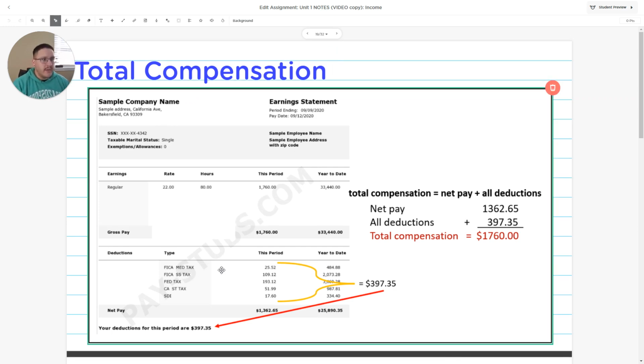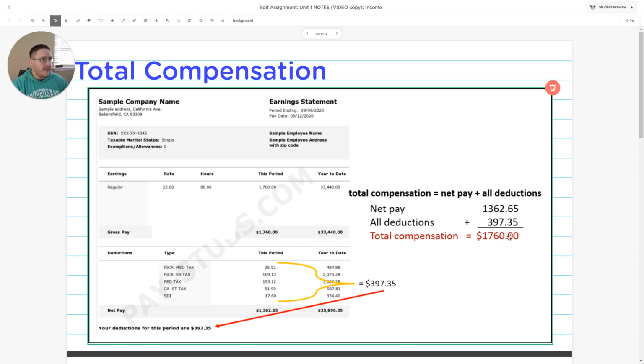Total compensation is what you are paid, including bonuses, tips, commissions, and all your sources of money from that employer. If you are employed through an employer or if you're self-employed, you have to include everything that you made through that company, through that employer, and that will be your total compensation.